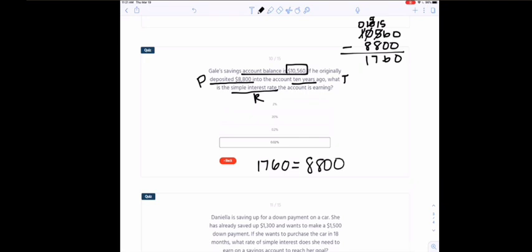So I'm plugging everything into my equation. 1,760 is equal to 8,800, which is my principal, times an unknown rate times 10, okay? So I don't know if you remember, but I told you if we multiply by 10, all we have to do is add a 0 at the end of it. But I'm going to show you anyway.